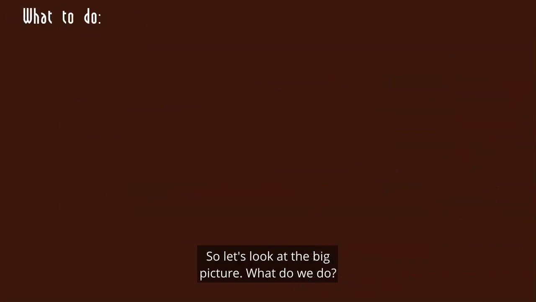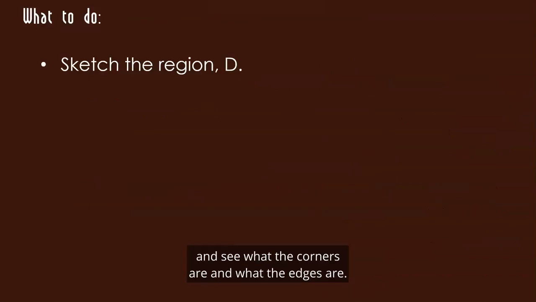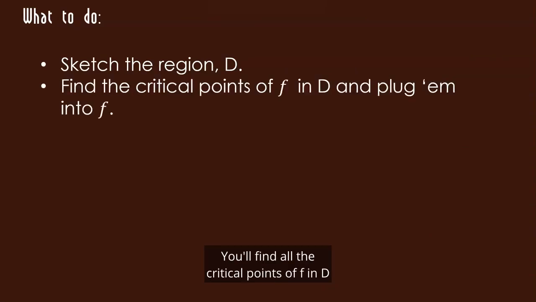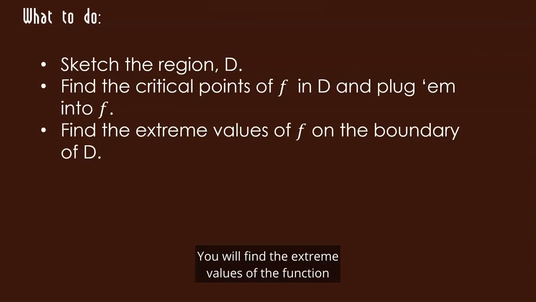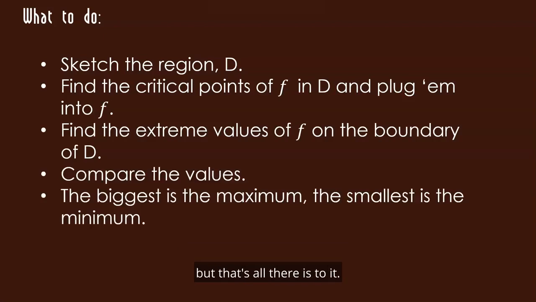So let's look at the big picture. You really should try to sketch the region so you see what's going on and see what the corners are and what the edges are. You want to find all the critical points of f in D and plug them into the function. You want to find the extreme values of the function on the boundary of D. Then you compare the values. Biggest is the maximum and the smallest is the minimum. It's kind of long and tedious, but that's all there is to it.